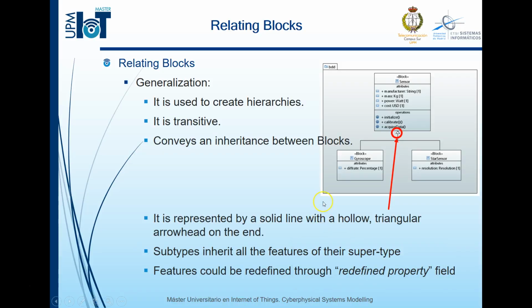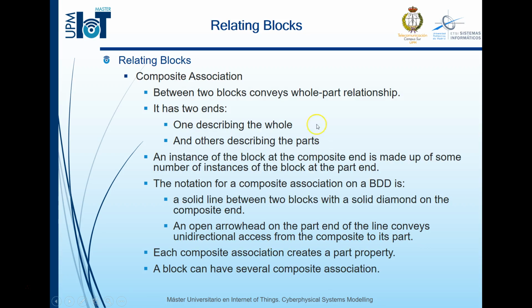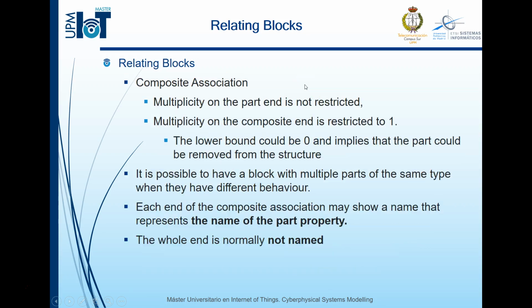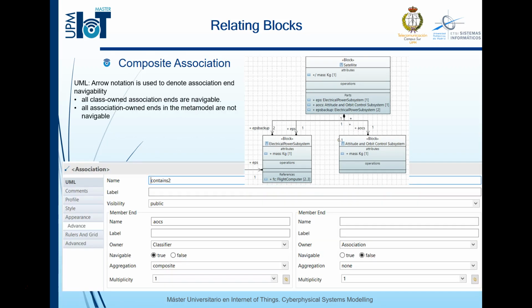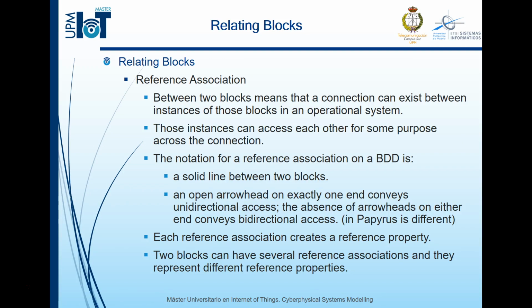So let me go back to the presentation. As I mentioned before, two different types of associations. Composite is something that we talked about before and has been explained before, so I don't need to spend more time here. Composite association, you are familiar with this kind of association.